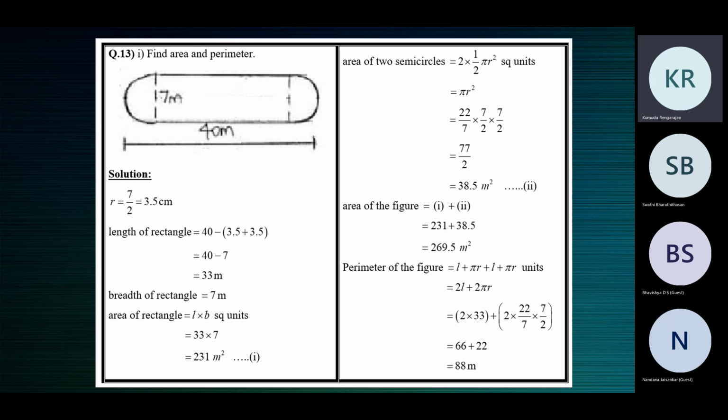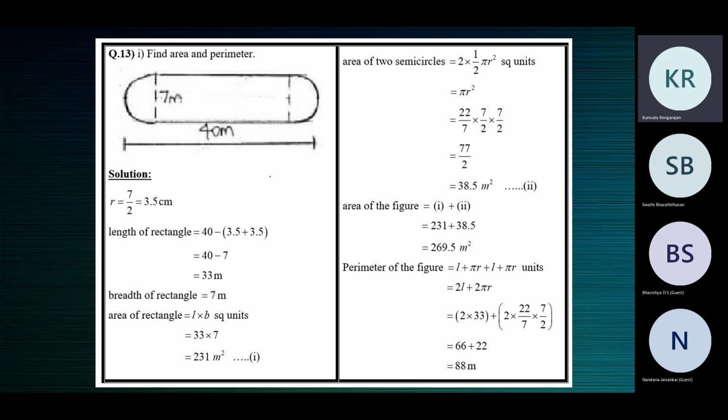All right, let's see the answer again. So the first thing is to identify the plane figures in this entire figure. The whole figure is made up of two kinds of plane figures: one rectangle and two semicircles.